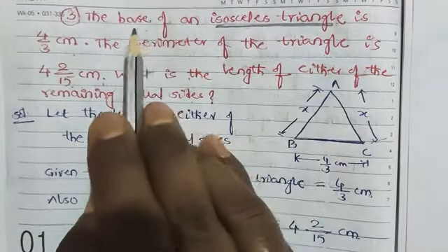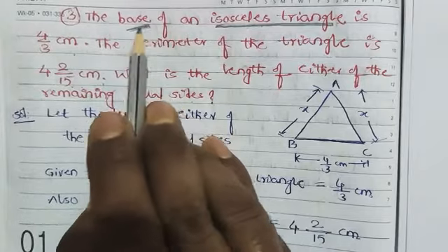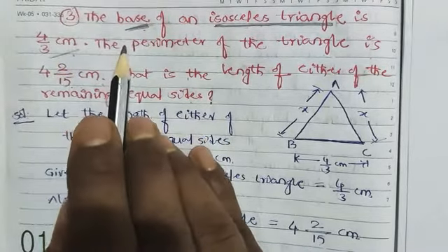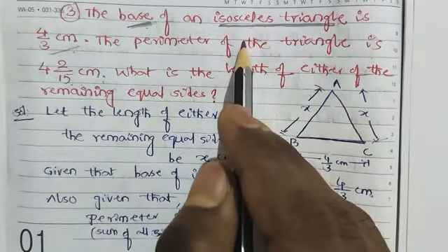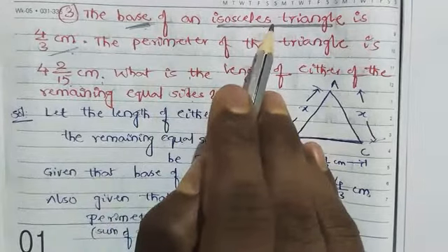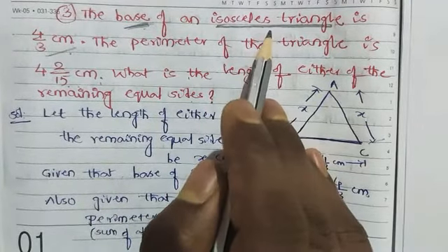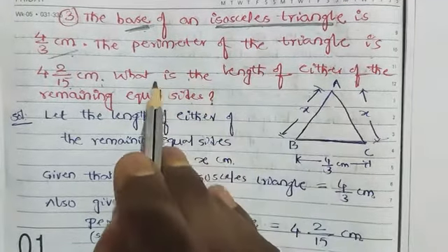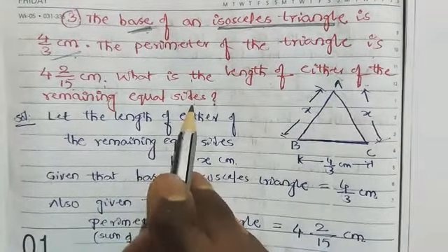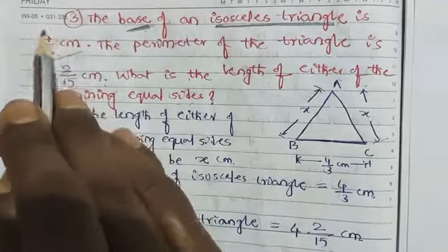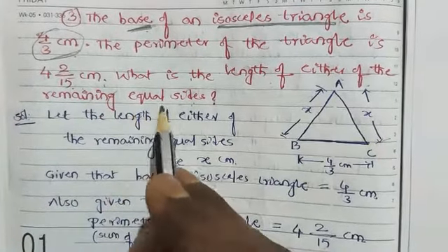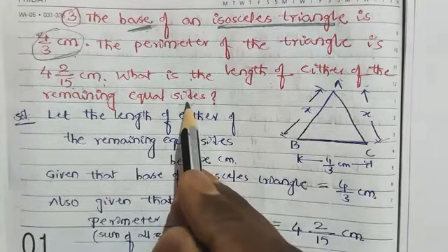So the base is given. One base length is given as 4/3 centimeter, and the other 2 sides are not given, but we know very well that those two must be the equal sides. So they are asking what is the length of either of the remaining equal sides. Totally 3 sides. Out of the 3 sides, one side is given, and the 2 more sides are equal. That equal side's length is what he is asking.